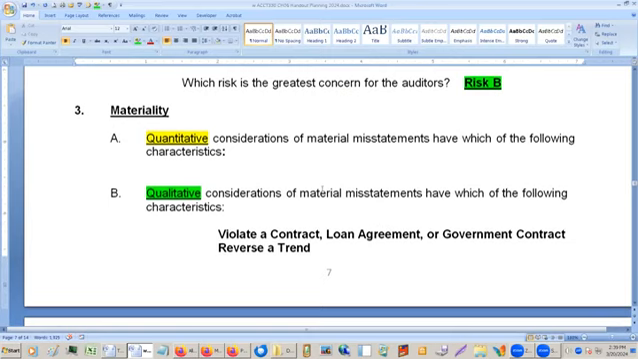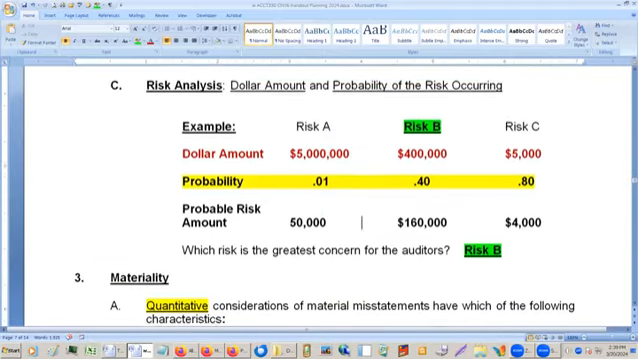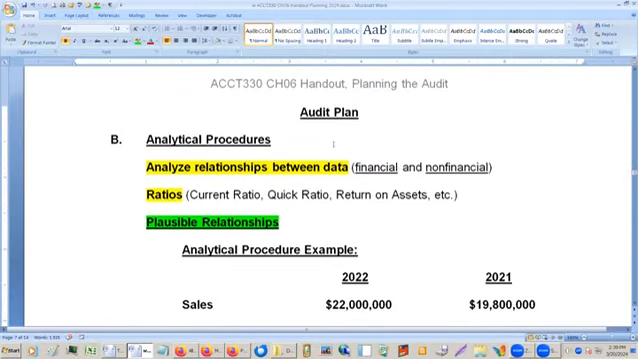Okay. I goofed up my spacing here somehow.